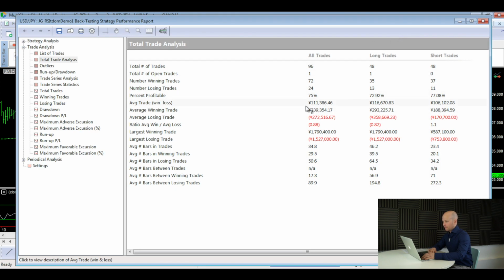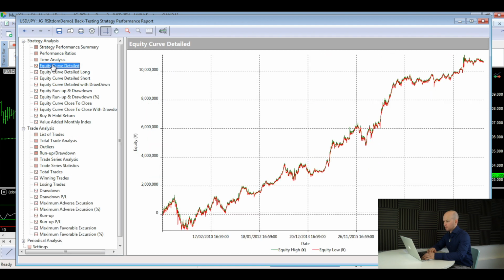We'll see that the average trade has gone up to 111,000 yen now. That's more than doubled from the 55 we were before. We've got a 75% win rate, and let's just have a look at the equity curve. The equity curve is definitely smoother. It's definitely a nicer looking equity curve. So introducing that trading day of the month filter was definitely an advantage in this strategy.